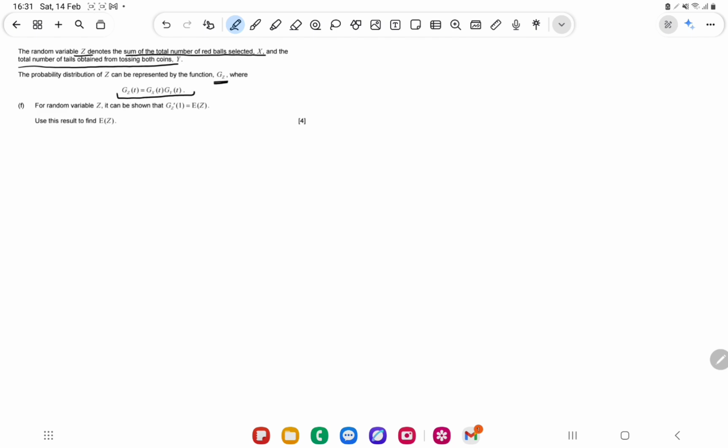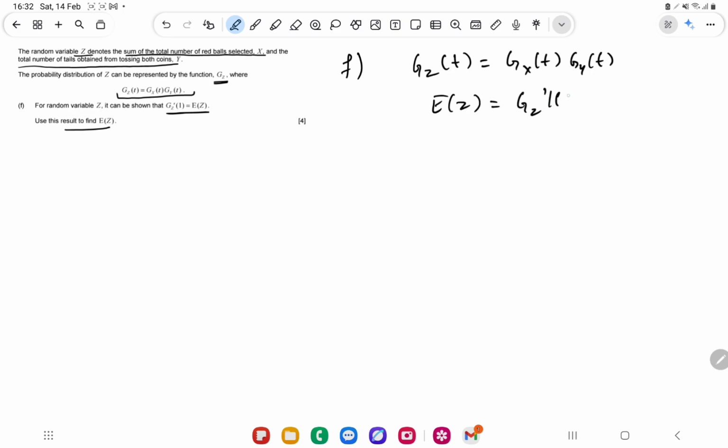Gz is the multiplication of the above two functions. So for the random variable it can be shown that G'(1) is equal to E(Z). We have to find the result of E(Z). So first I will write what we are given. This is Gx(t) into Gy(t), and my E(Z) is nothing but the derivative of Gz at 1.